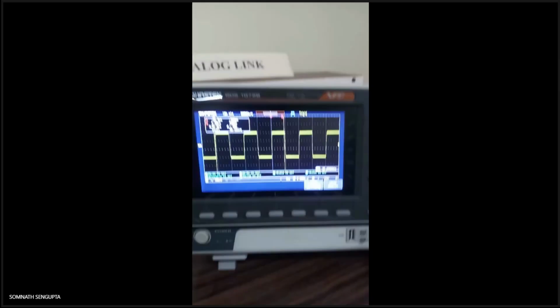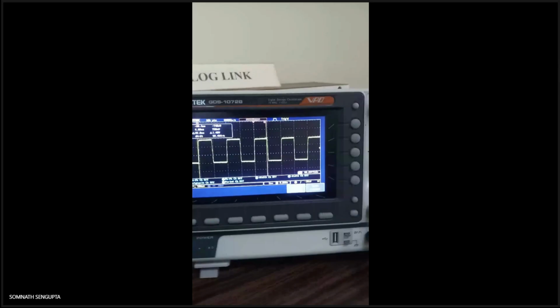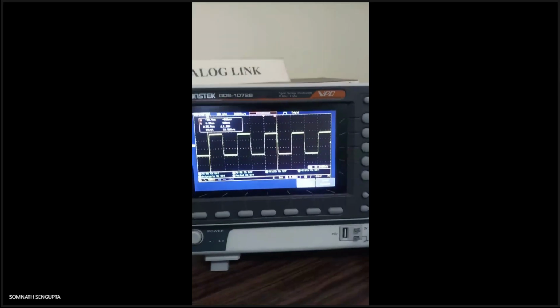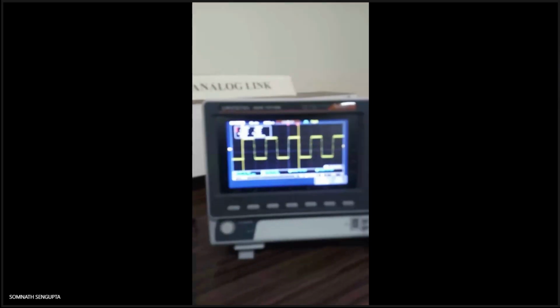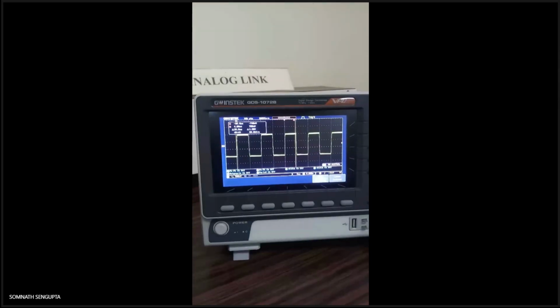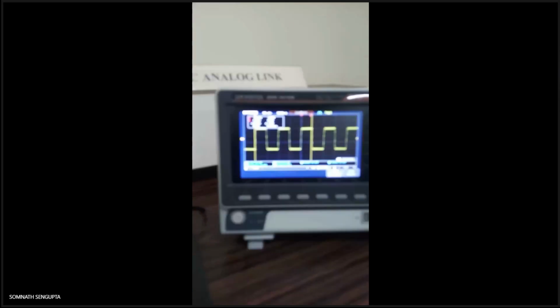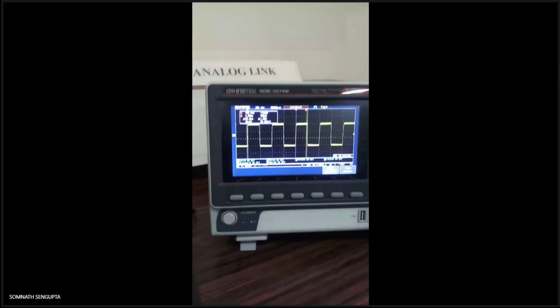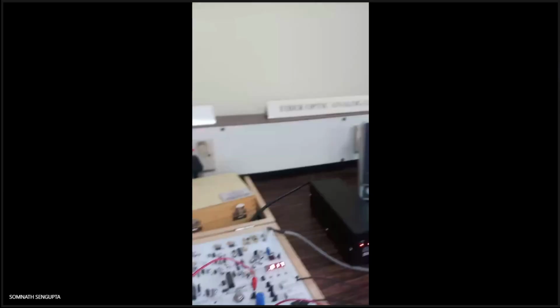Then also you will see the peak to peak is slightly lesser, yeah, it's okay. So it is 1.5 volt, and the frequency is 100 kilohertz near about. So these are the 4 readings and waveforms you have to draw.